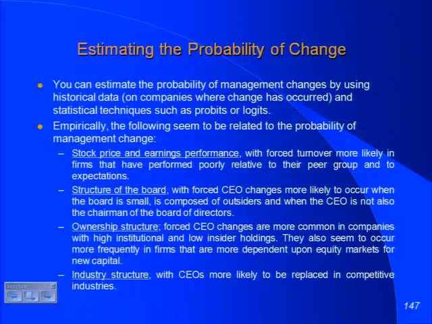It's a function of the structure of the board. If the CEO is the chairman of the board and it's loaded up with insider directors, you're far less likely to see change than if the chairman of the board is an outsider and you have a lot of outside directors.